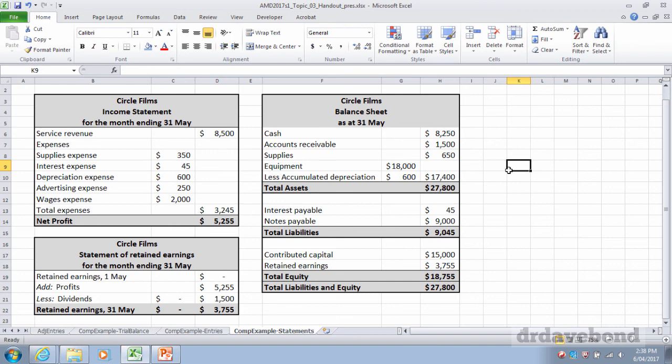So what's the entry we need to get this to 0? Yeah, we need to debit it $8,500. So we debit revenue $8,500. We need to credit $8,500. Expenses have a debit balance of $3,245. So we need to credit that $3,245. Now, if you look at what that balance would be, that's your profit.